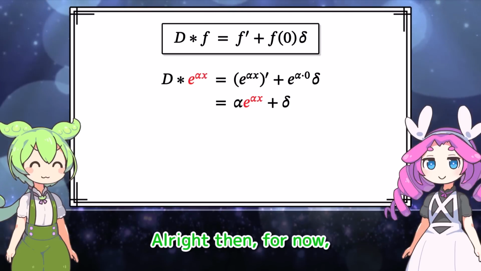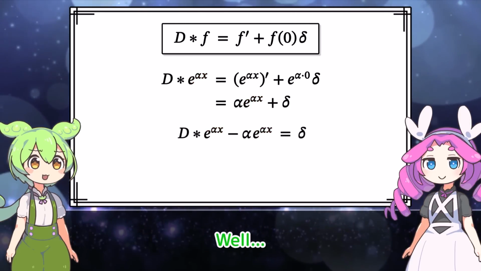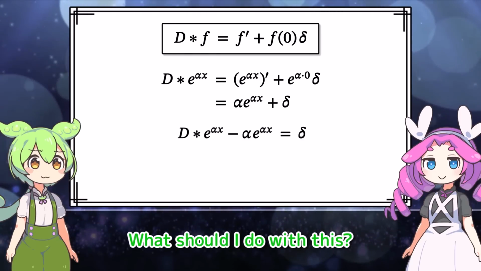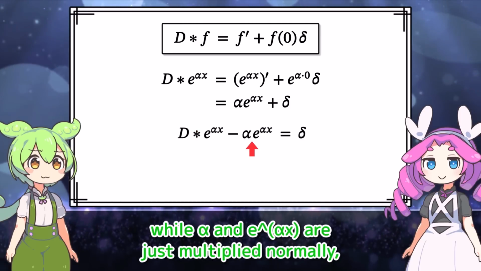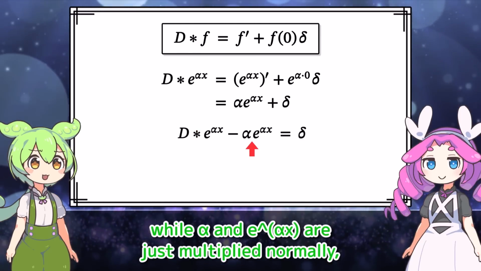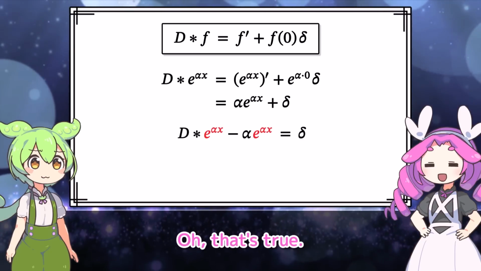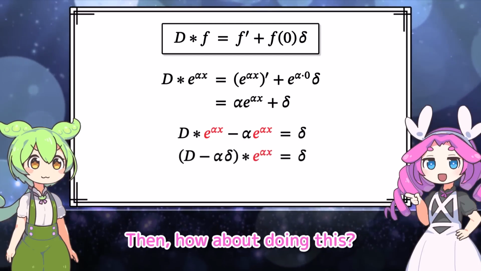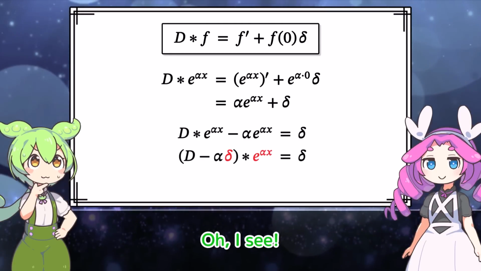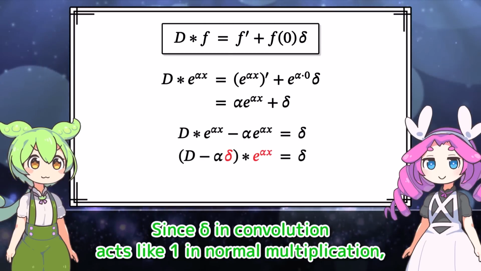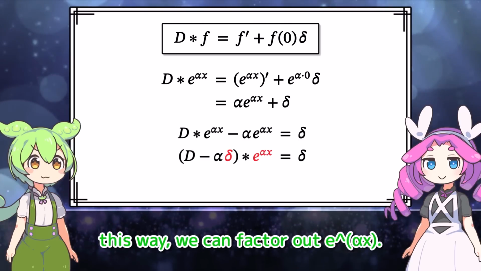Alright then, for now, let's move e to the alpha x to the left-hand side. Well, what should I do with this? The star here represents convolution, while alpha and e to the alpha x are just multiplied normally, so we can't factor out e to the alpha x. Oh, that's true. Then, how about doing this? What, delta appeared? Oh, I see. Since delta in convolution acts like 1 in normal multiplication, this way we can factor out e to the alpha x.